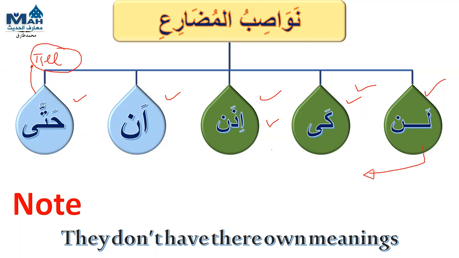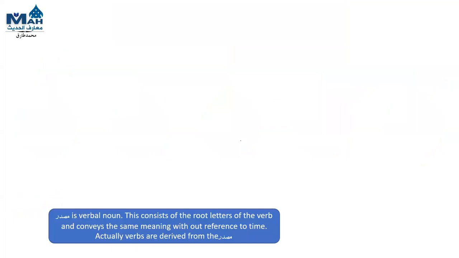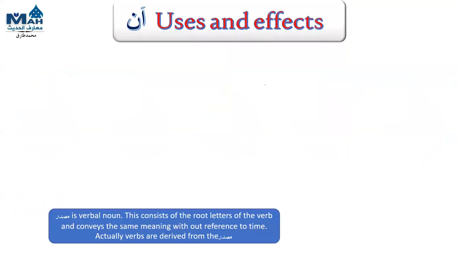Harfu jawab. Yes. So, lan is for nafi, strong negation in the future. Kai is coming for the previous action, why it was done. And idan is the answer to the action, what will happen. Okay. So today we are going to use an. It is very important and vastly used in the Quran. Can you read the heading? An, uses and effects. Good.